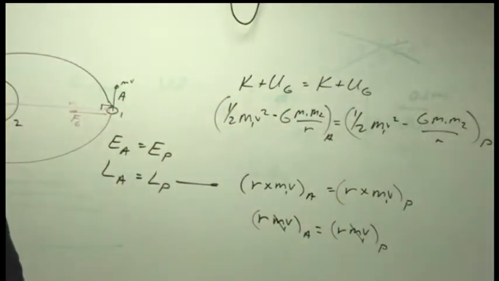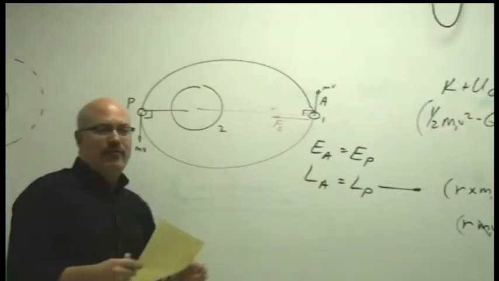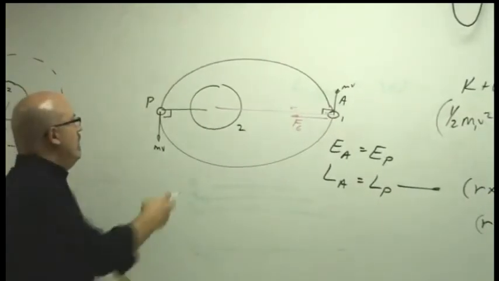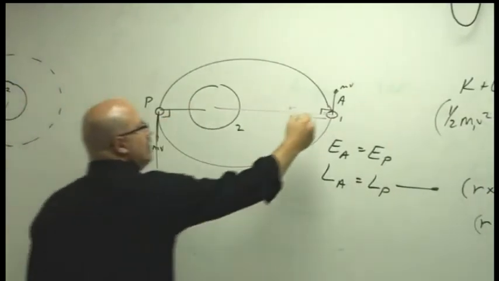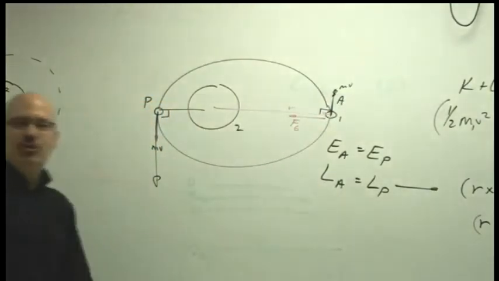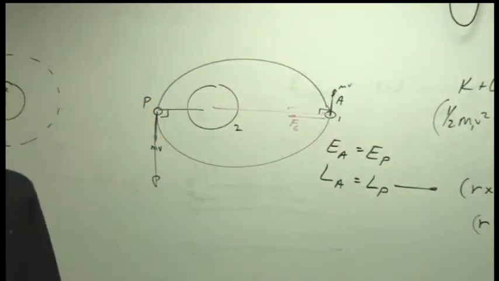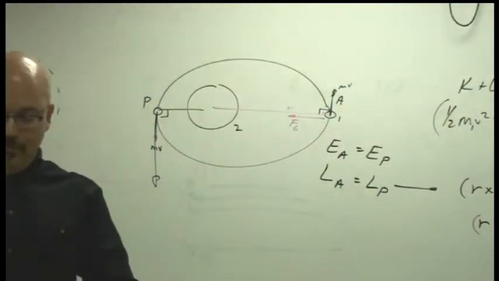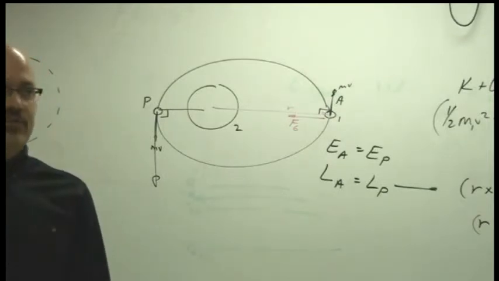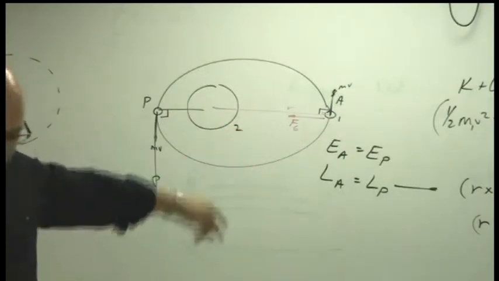So tell me, everyone, where does this object travel faster? Closest to the planet. Right here it travels faster than here, and it's a ratio of the radii. And that's Kepler's law, by the way, sweeping out equal areas in equal time. It's actually a statement of conservation of angular momentum, and that's where that comes from.